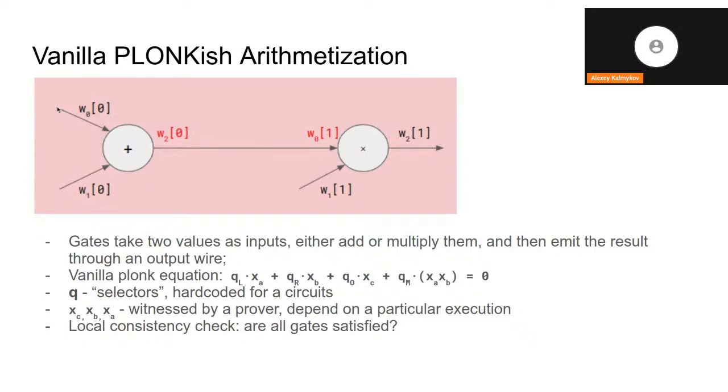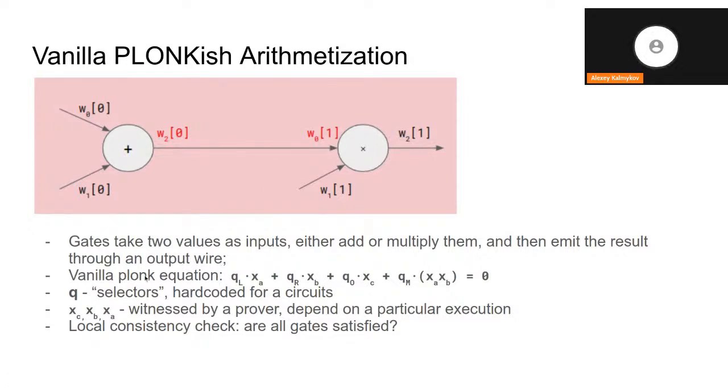So we read this as follows. The first gate takes two inputs, performs addition, then sends the output as an input for the second gate, which is a multiplication, which multiplies it with the third input. And the result is emitted through the output wire. So there are input wires, output wires, and intermediate wires.